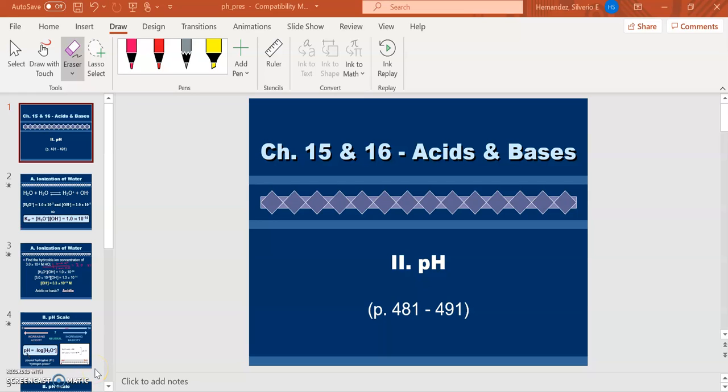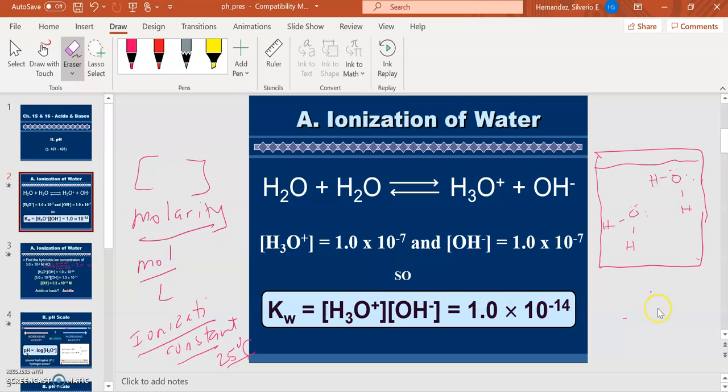All right, we're going to be looking at acids and bases in relation to pH. So on the next slide here, we're going to be talking about the ionization constant for water, that Kw. How do we come up with this ionization constant? Well, we look at water.